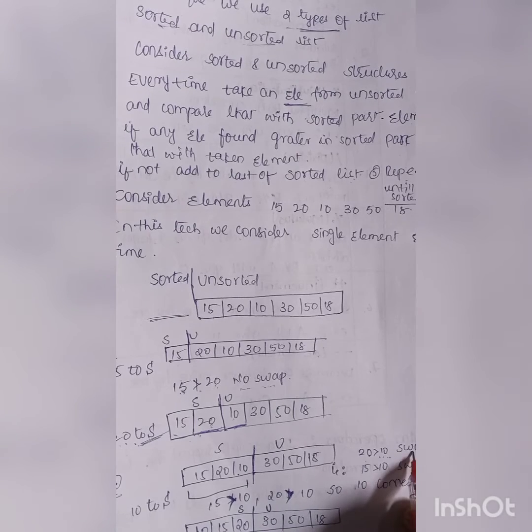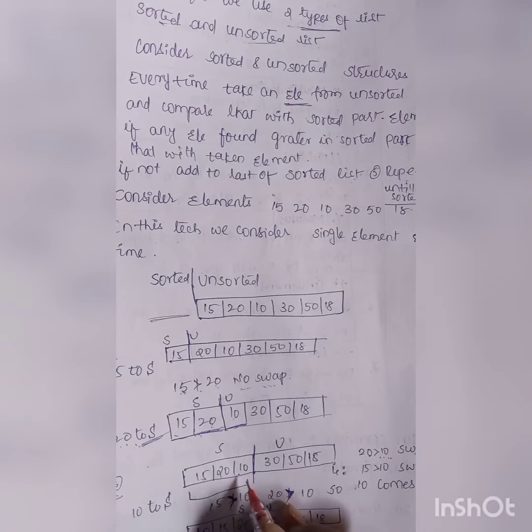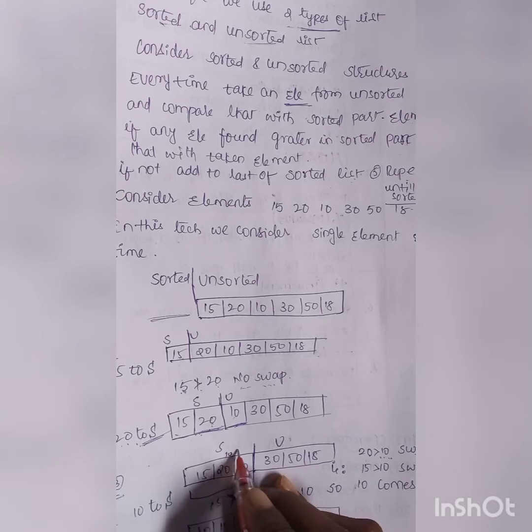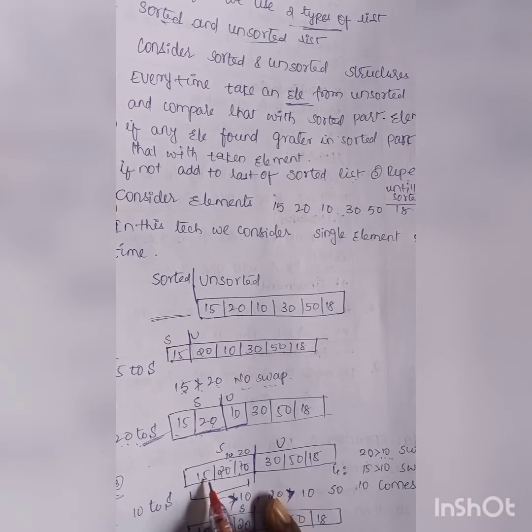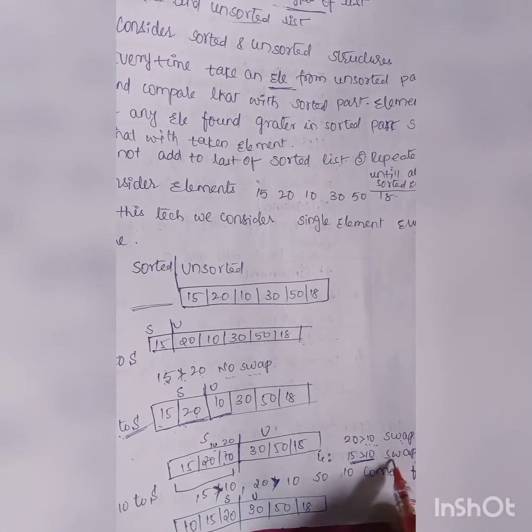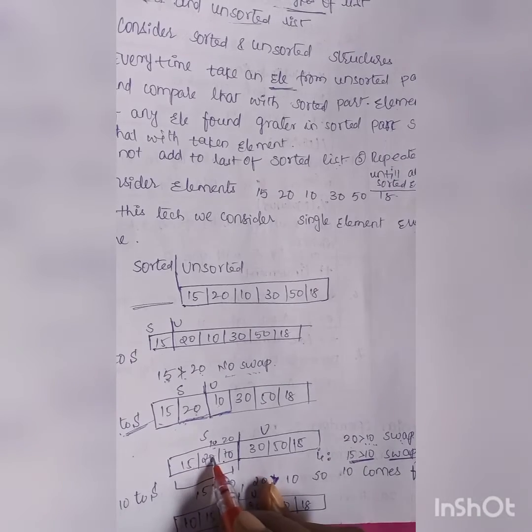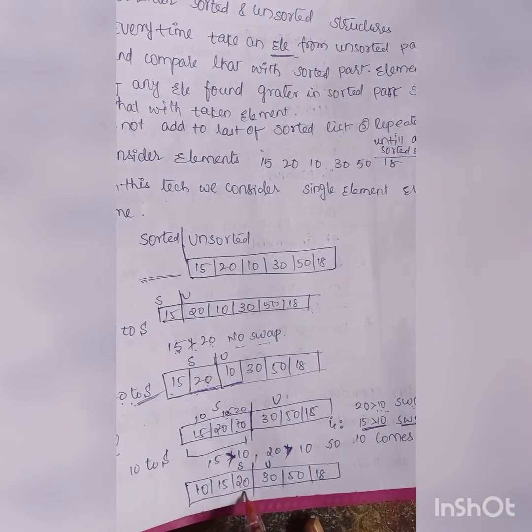If we swap this, what gets swapped? Just 10 comes here and 20 goes there. Again you compare this 10 with 15. 15 is greater than 10, so swap. 15 is here, 10 is here. Now 10 will come here and 15 will be here. The elements are like this: 10, 15, 20.